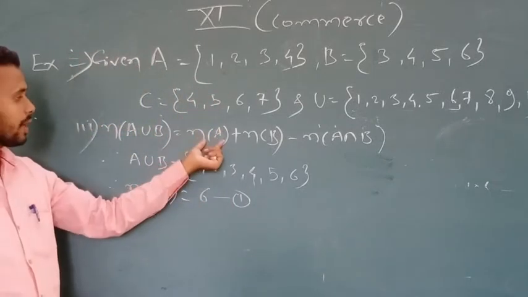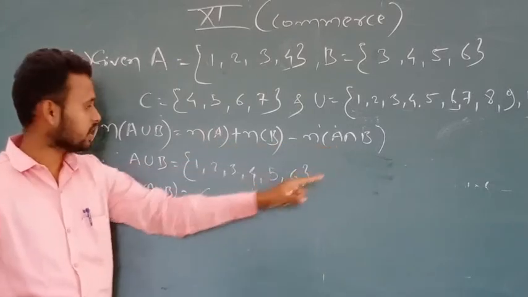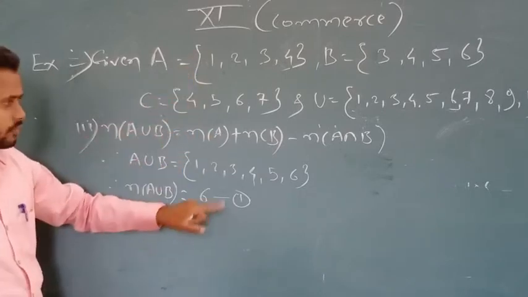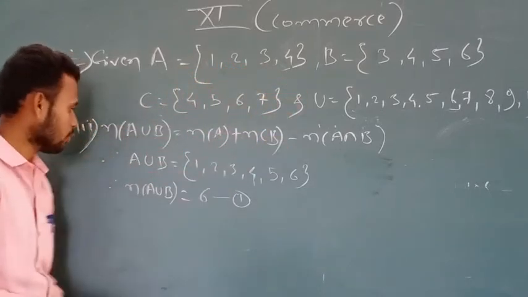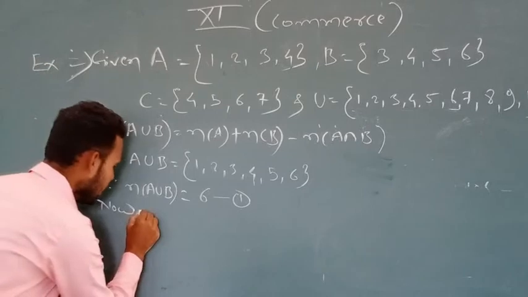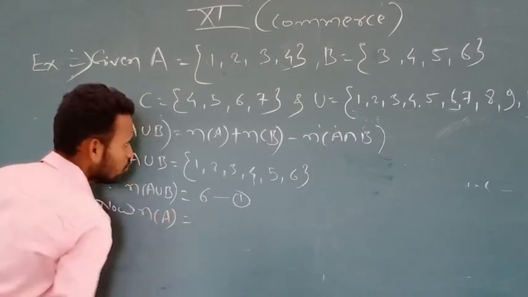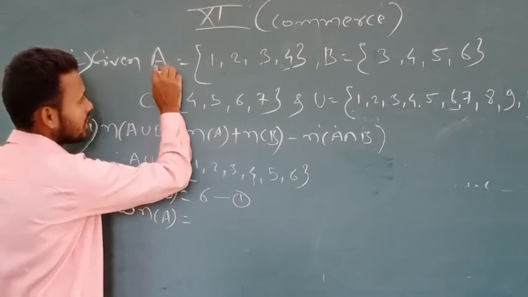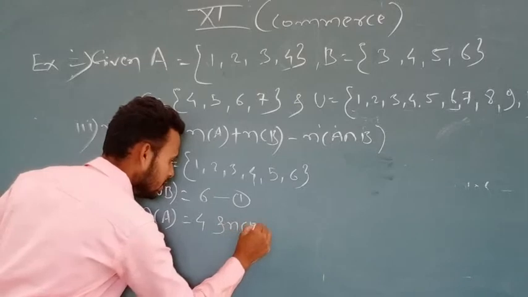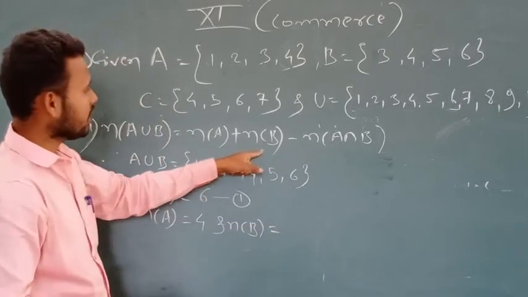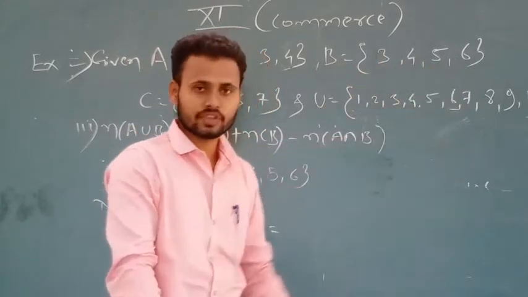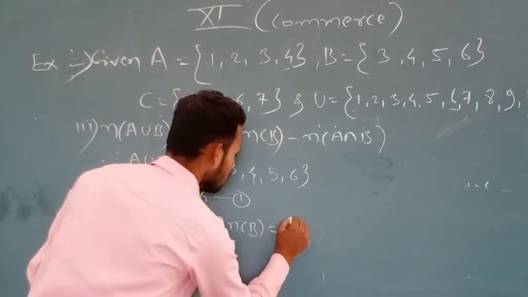Now next we have to find N of A, N of B and N of A intersection B. N of A is the number of elements of set A. How many elements are in set A? 4. N of A: 1, 2, 3, 4. Now N of A is equal to the number of elements of set A, or the cardinality of set A. How many? 4 elements. Then next, N of B: we have to find the number of elements of set B. How many elements in set B? 1, 2, 3, 4. Therefore N of B is also equal to 4.